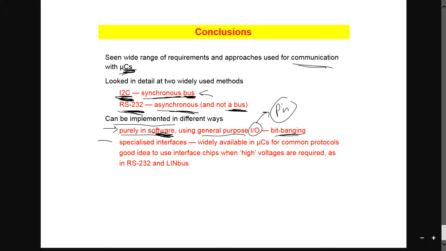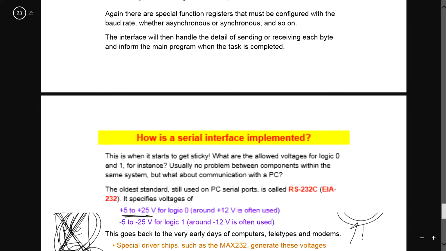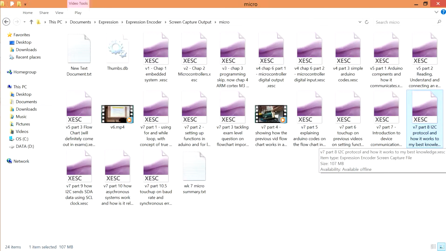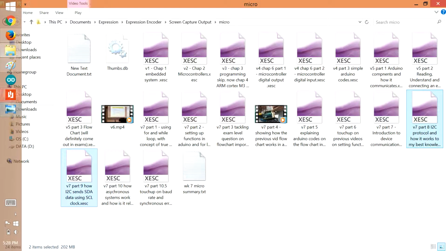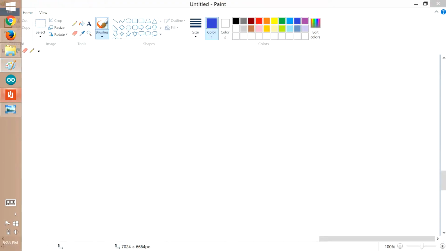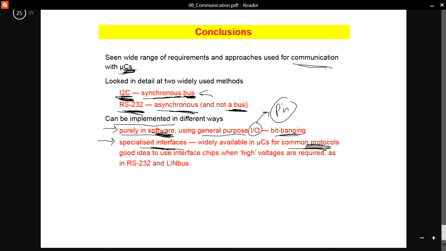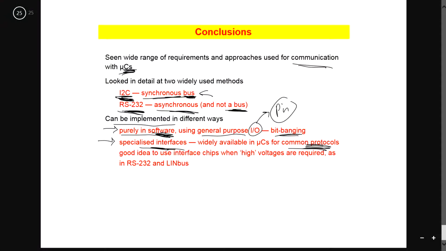The other way is that you can use specialized interfaces. These are common protocols that we have. I think we have talked about it in the I2C. We talk about it over here at part 8. You can also watch part 9. You can watch these 2 videos. I think it's a fairly good bit to talk about the protocols to be used for asynchronous or synchronized systems.